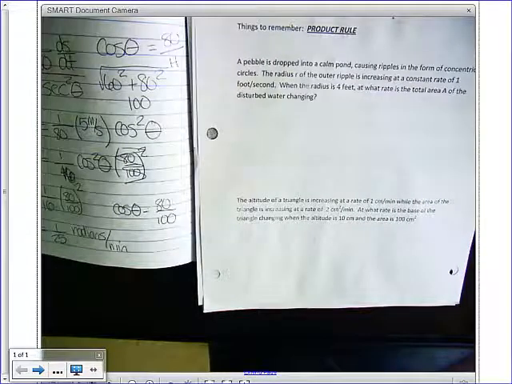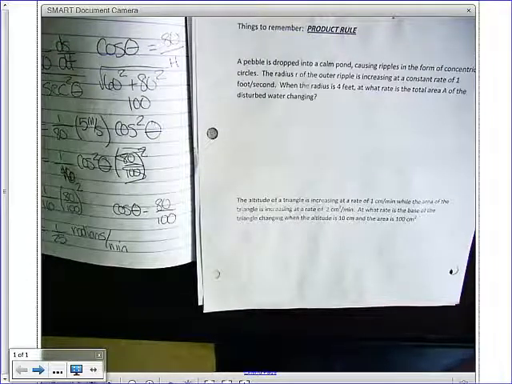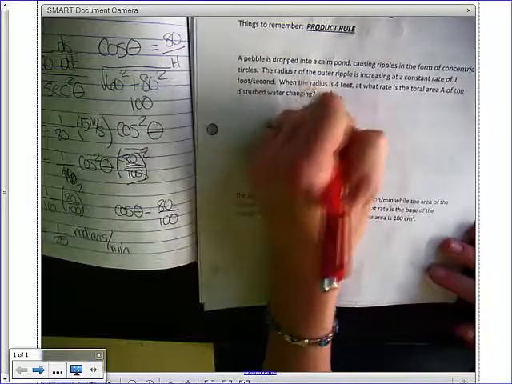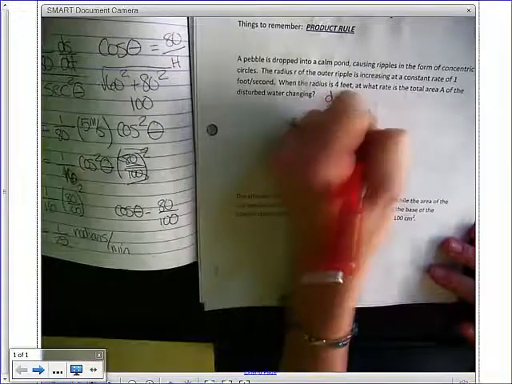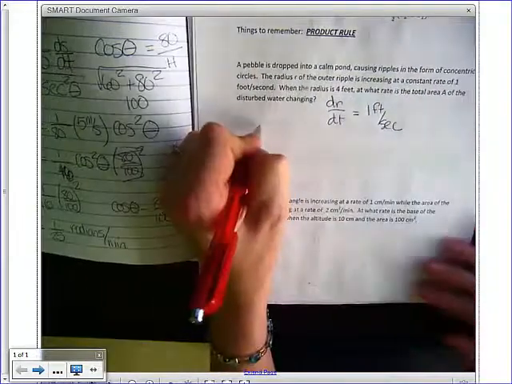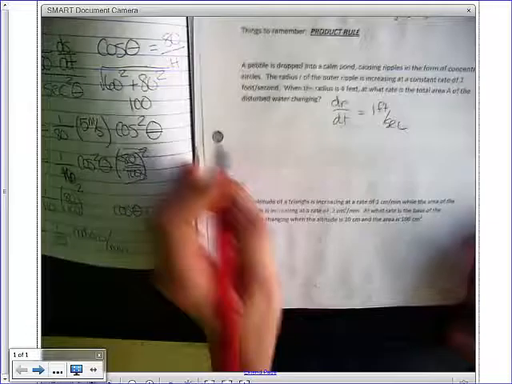Okay. A pebble is dropped into a calm pond, causing ripples in the form of concentric circles. The radius of the outer ripple is increasing at a rate of 1 foot per second. So we're going to say dr dt equals 1 foot per second. Let's draw a picture real quick. So we've got a pebble being dropped into a pond.